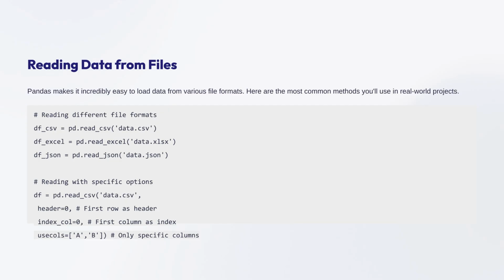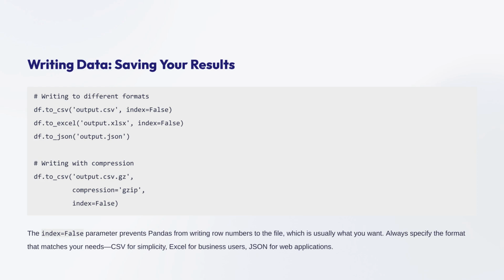Pandas makes reading data simple, with specific functions for CSV, Excel, and JSON files. You can also specify options like setting a header row, choosing an index column, or only reading specific columns. Saving your processed results is just as easy using methods like `to_csv`, `to_excel`, or `to_json`. Remember to use `index=False` to prevent writing row numbers to the file, which is often unnecessary.